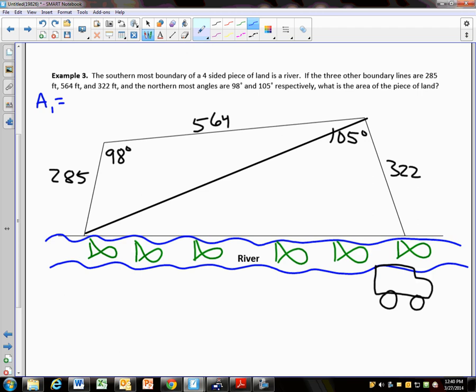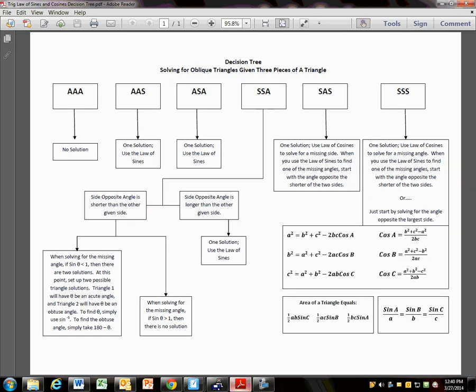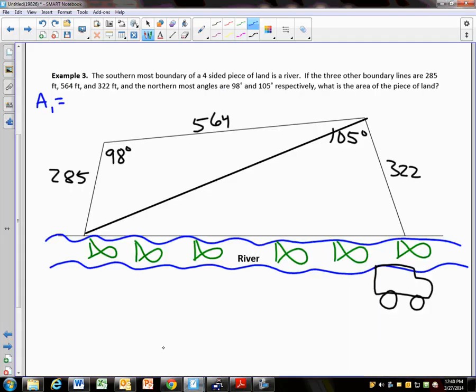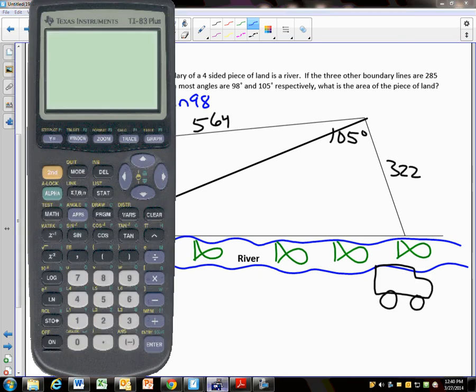So, this is where you turn your formula sheet, and you've got area of a triangle: 1/2 AB sine of C. When you have 1/2 AB sine of C, or whatever formula you want to use, just remember it's 1/2 times the 2 sides times the sine of the included angle. So let's do that. 1/2 times, what are the sides? 285 and 564. Then times the sine of what's the angle included between those 2 sides? 98. So, well, that was easy.